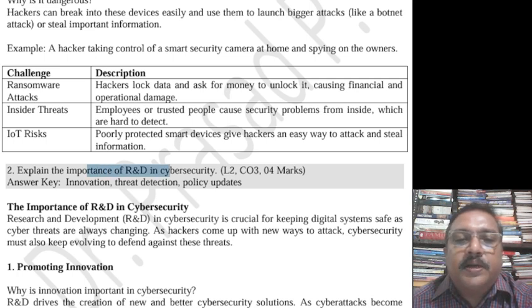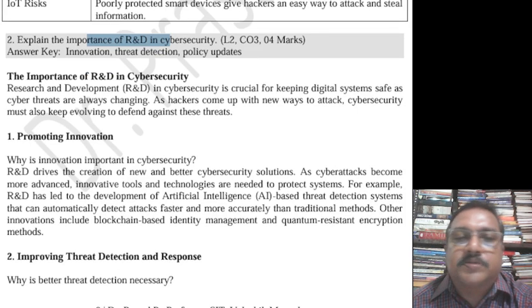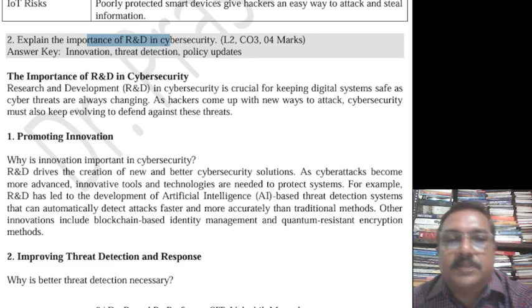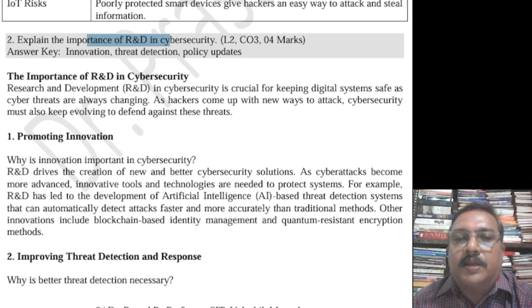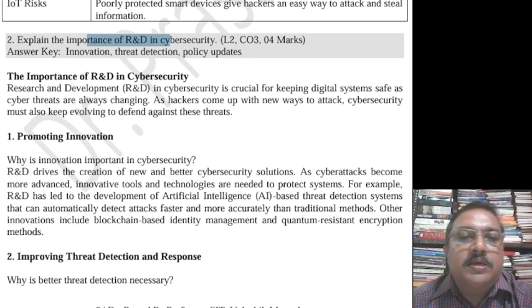What are the important research and development efforts happening in cybersecurity to secure the internet, the cloud, the computer or system, or anything related to the internet, to make it safer for customers or people to use? That is the research. What type of research is happening? That is given here.